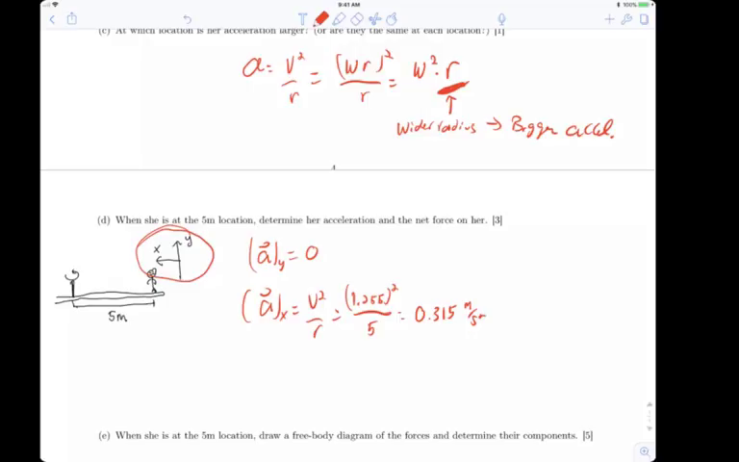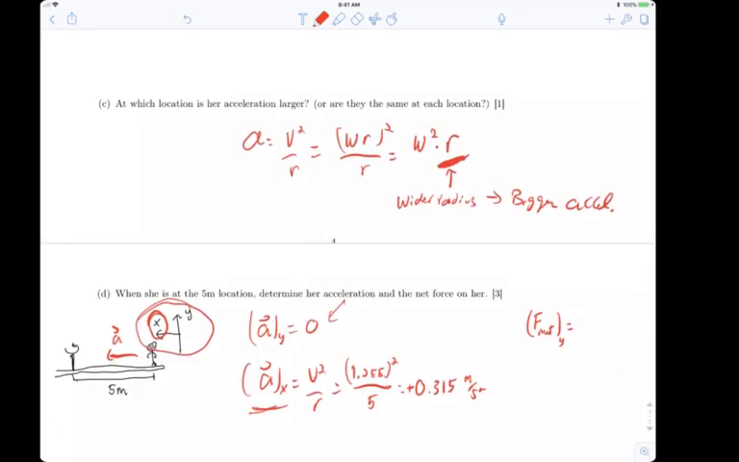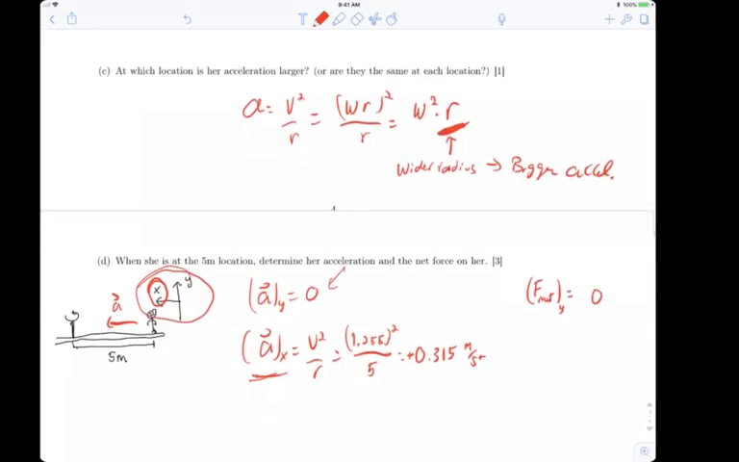Okay, so before I go any further, is this supposed to be a positive or a negative number? I know the acceleration points inwards, and that's in the positive, increasing x direction, so it's probably going to be a positive number. To find the net force, I'm going to multiply these by her mass, which is 50. So 0 times 50 is 0, and 0.315 times 50 is 15.8 newtons.